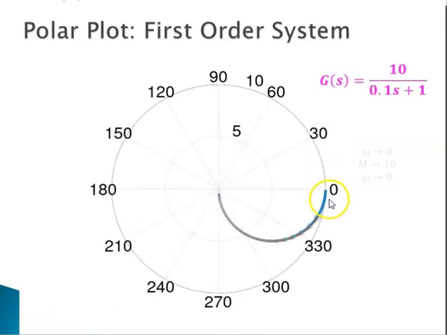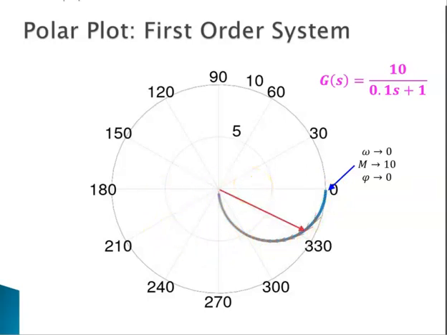Okay, you can see that when omega is very small, the plot starts here. You can see the arrows going, and it ends at the origin. You can see that for a first order system, the entire polar plot lies in the 4th quadrant. In the case of a second order system, it comes into the 3rd quadrant also.